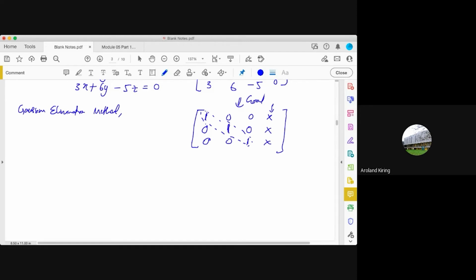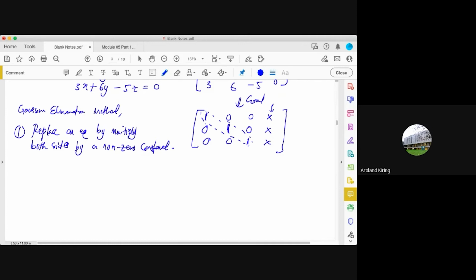It can be summarized into 3 steps. The first step is that we can replace an equation by multiplying both sides by a non-zero constant. Okay, so this is the summary of operations that we can perform when we want to apply the Gaussian elimination method.